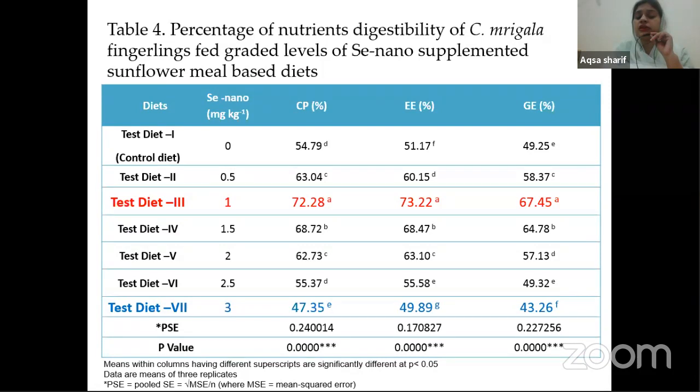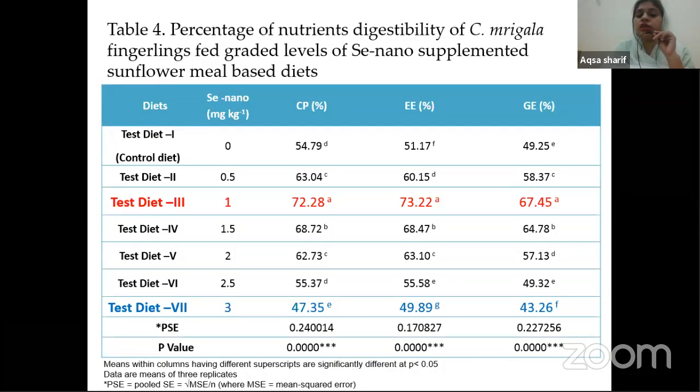And these data values are higher than the others as compared to control. You can see the difference between the control diet and the tested diet 3. In the control it was 54% crude protein, while in the tested 3 it was 72%.